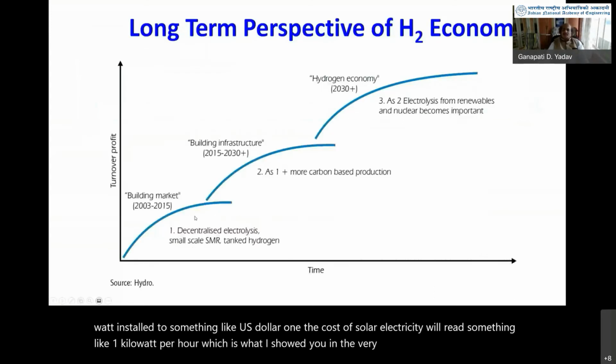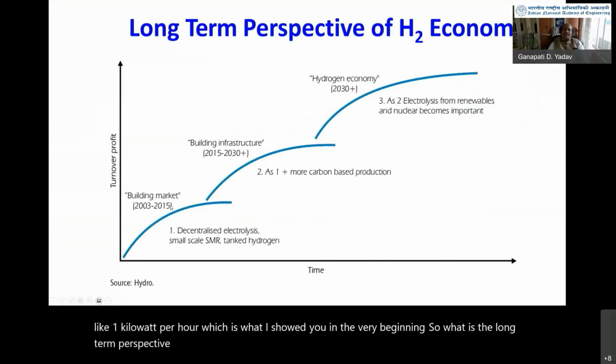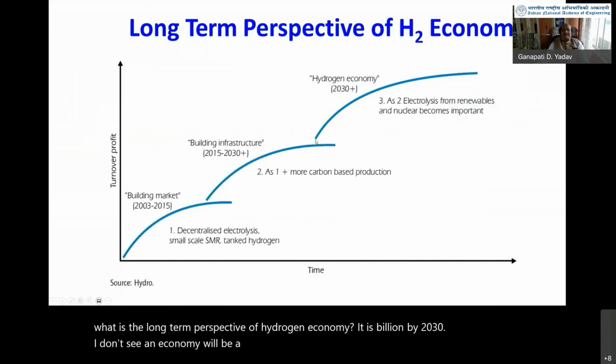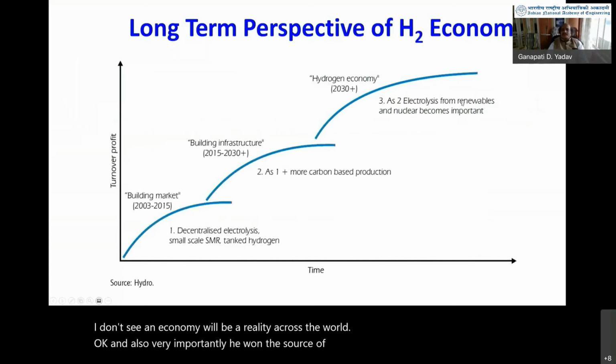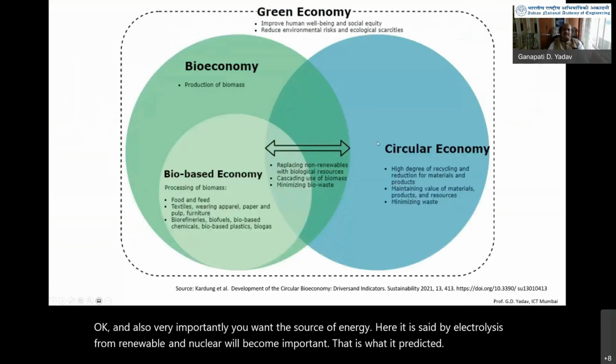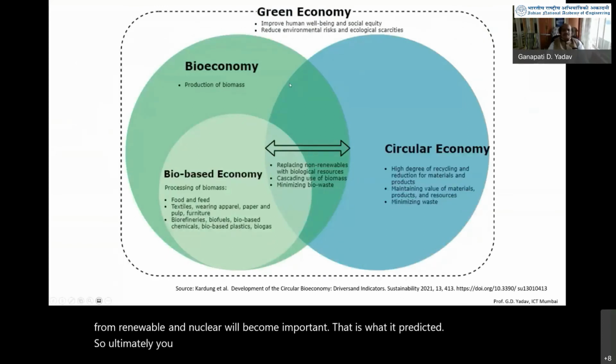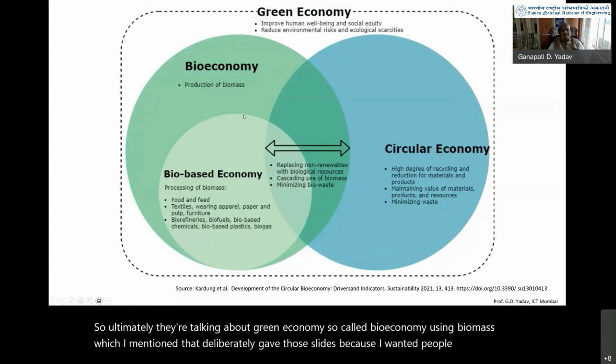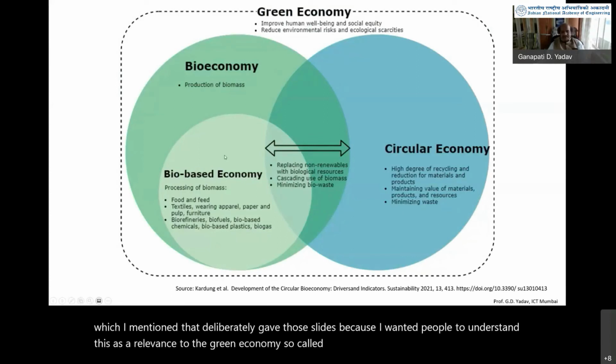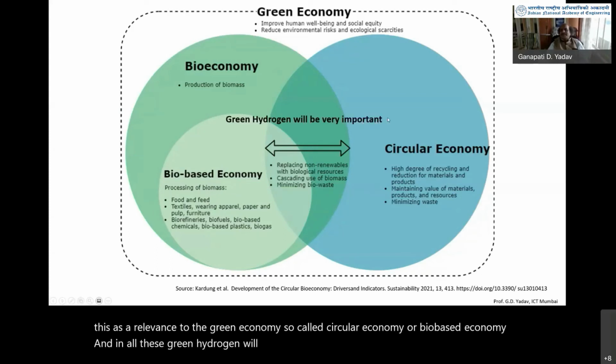So what is the long-term perspective of hydrogen economy? It is believed by 2030, hydrogen economy will be a reality across the world. Very importantly, even the source of energy here, it is said electrolysis from renewable and nuclear will become important. That is what is predicted. Ultimately, they are talking about green economy, so-called bioeconomy using biomass, which I mentioned. I deliberately gave those slides because I wanted people to understand this has a relevance to the green economy, so-called circular economy or bio-based economy. And in all this, green hydrogen will be a very, very important parameter.